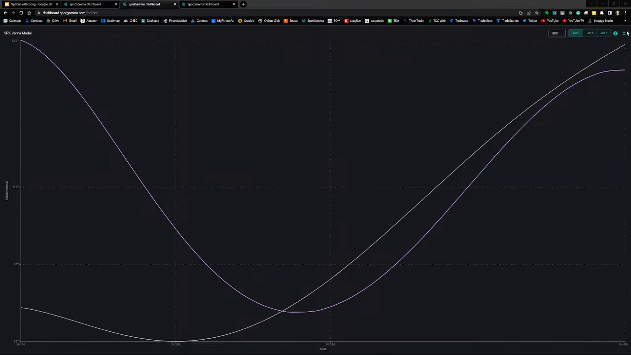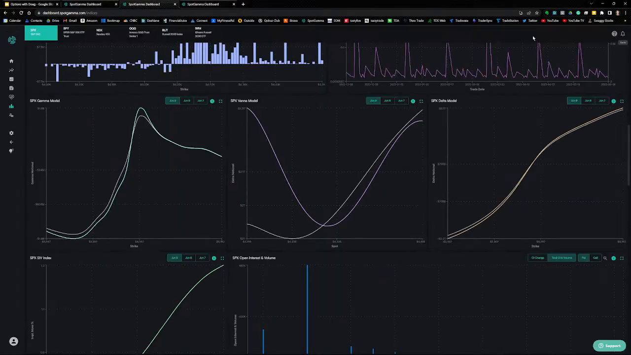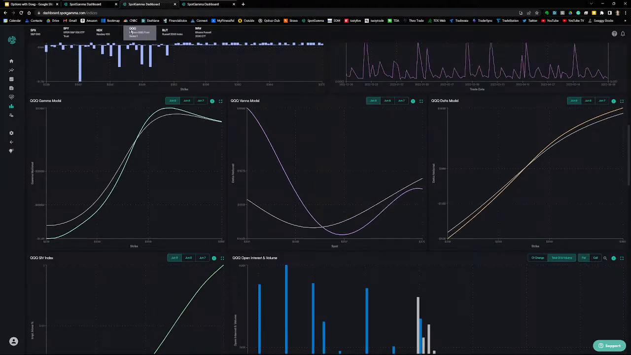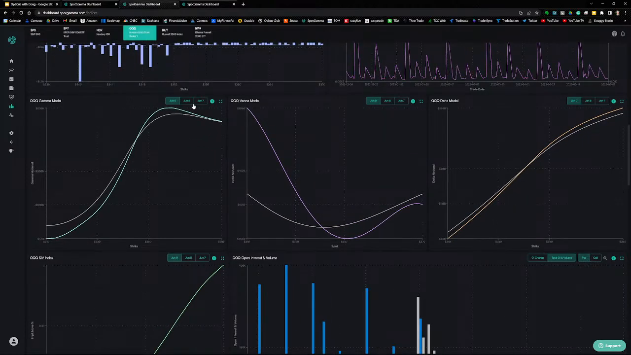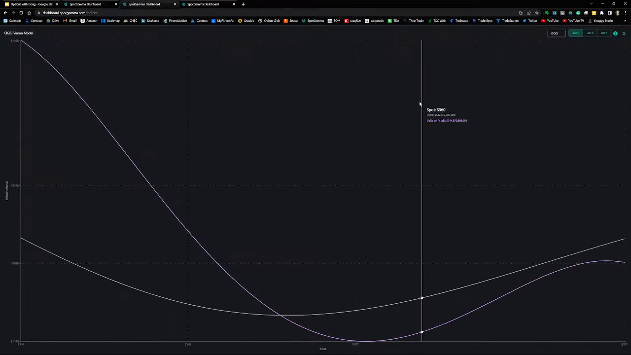Let's take a look at one other Vanna model here. I'm going to take a look at QQQ. So it's quite a bit different. For SPX, gamma notional is quite positive, and for QQQ, slightly negative this morning. So this is the Vanna model for QQQ. Quite a bit of difference here. More of a negative gamma tilt.